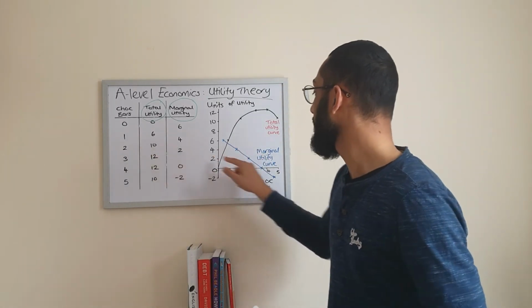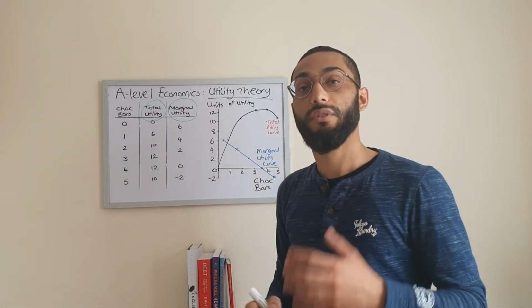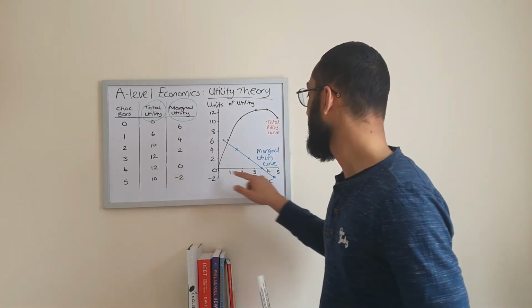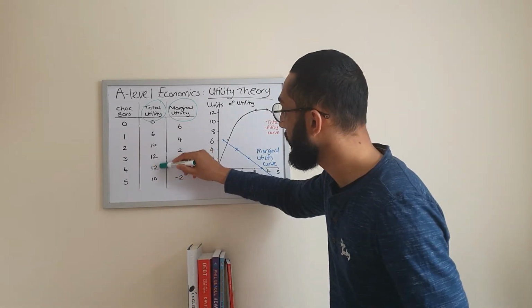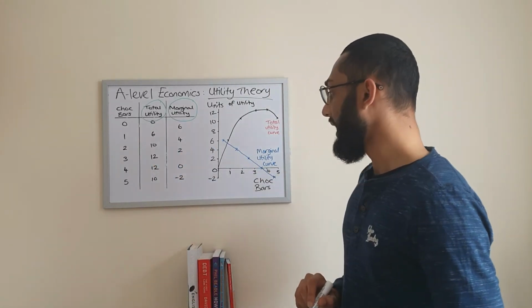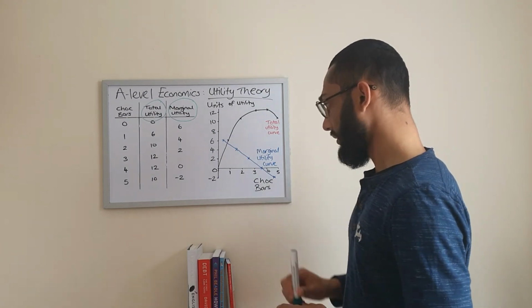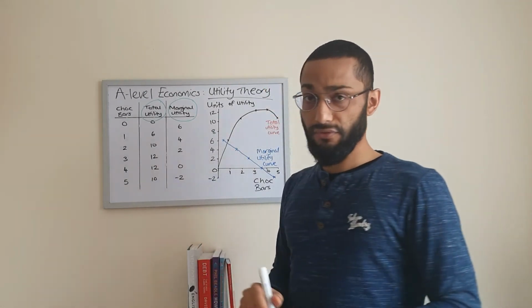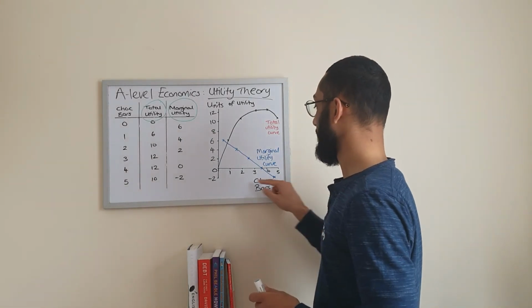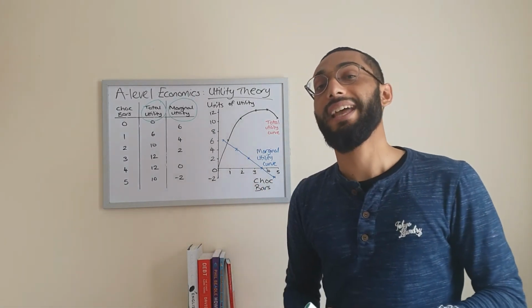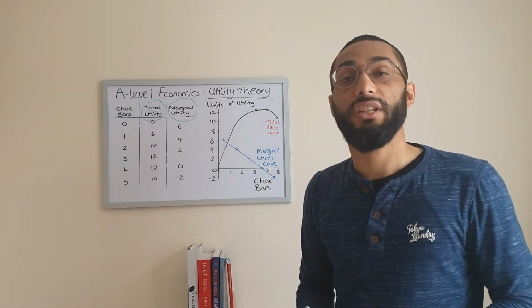Then from the second to the third, it's 2 units of marginal utility. When it comes to the third to the fourth, there is no gain. There is 0 marginal utility there. And then, of course, we have the difference between the fourth and the fifth chocolate bar, which is -2, and that comes underneath the x-axis, because there's no pleasure that you gain from it.